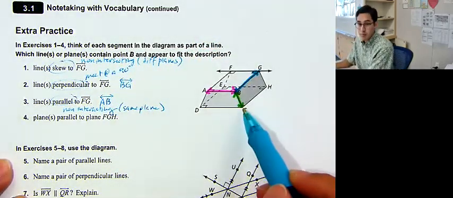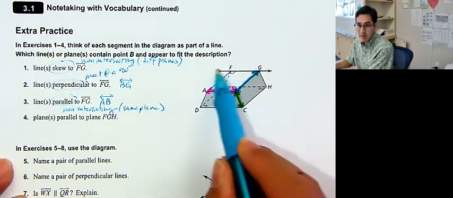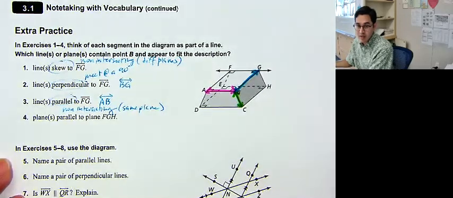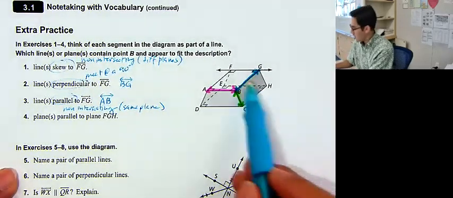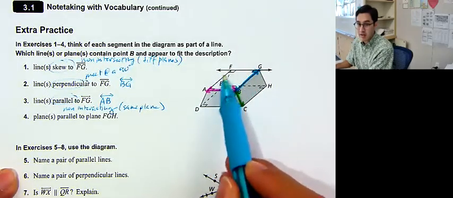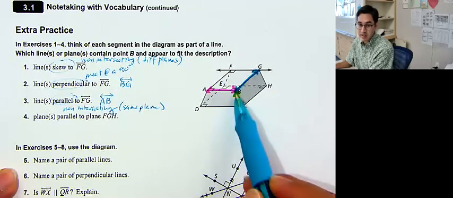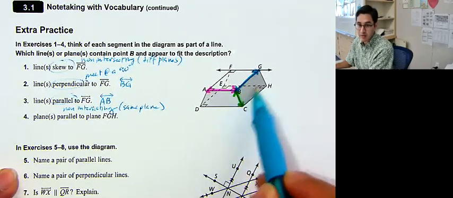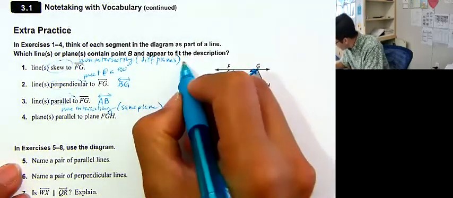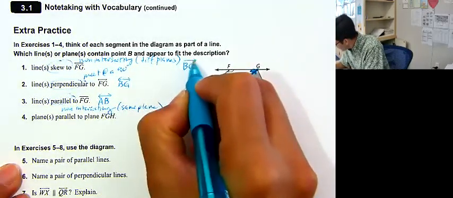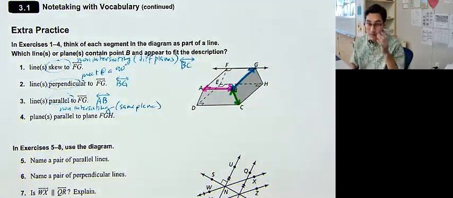So BC runs in this diagonal direction. FG goes left to right. It does not appear that those two would ever meet, and they're also in different planes, right? FG is a line on the top plane, and BC is not on the top plane. It's on this side plane. So we'll write the line BC. The green one is skew to FG.